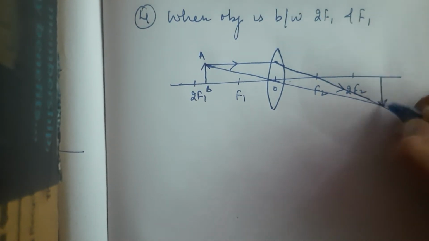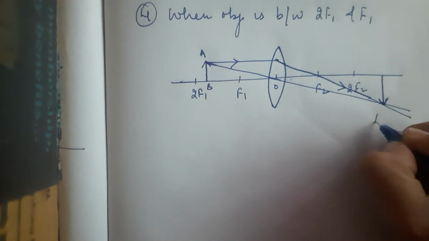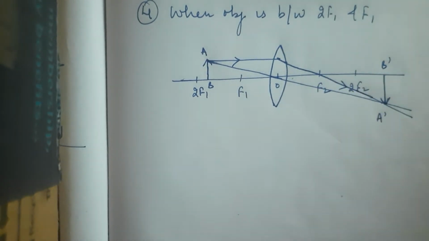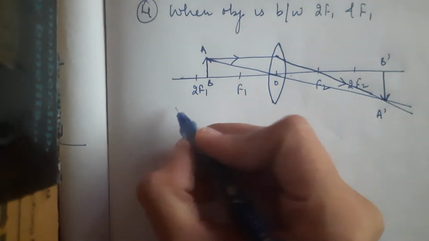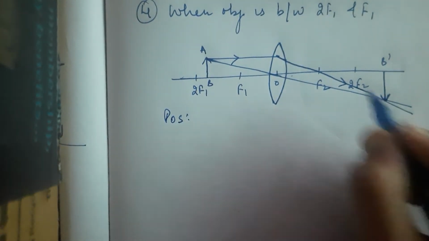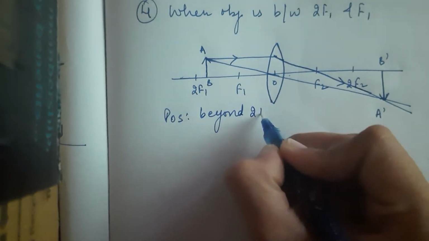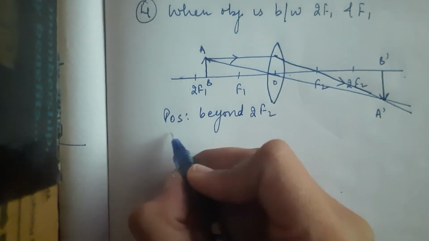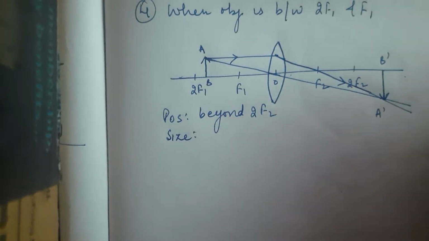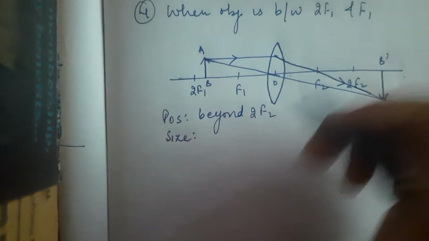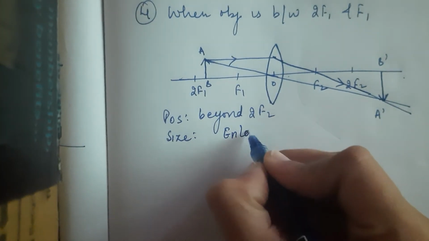So this is the intersection point and the image is formed here. So this is the image. This is your image. So label this A dash, B dash and just write all the 3 things, which is position. So position is beyond 2F2. 2F2 ke piche bani hai image. Size kaisa hai? Bada hai as compared to the object. So you can write enlarged.